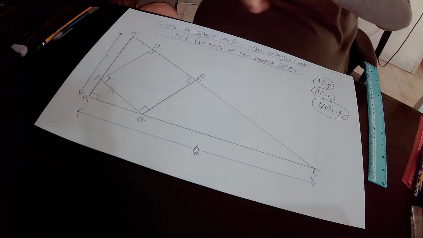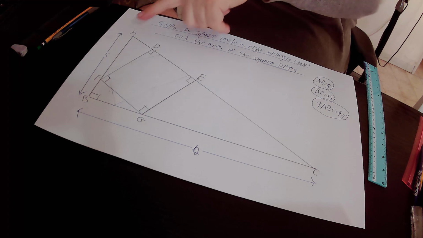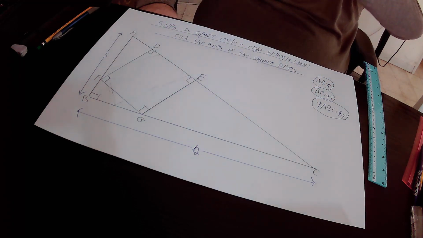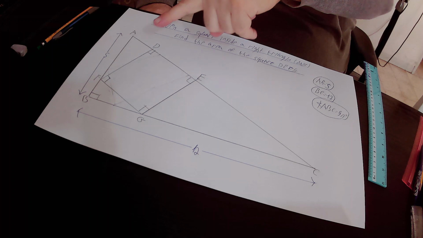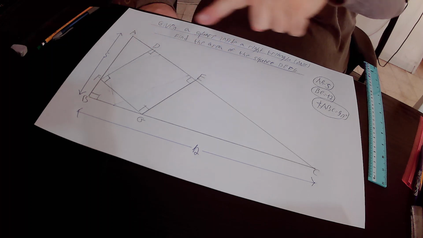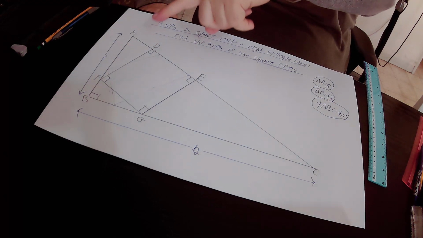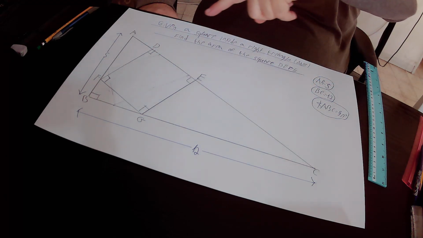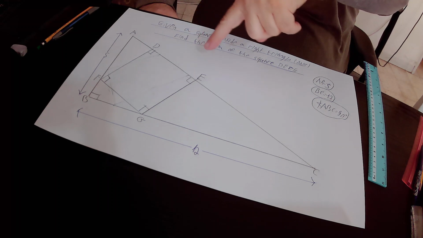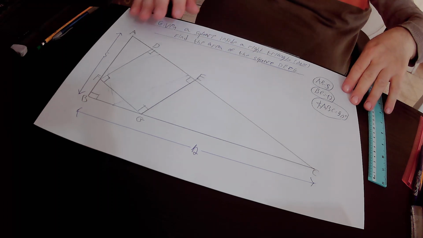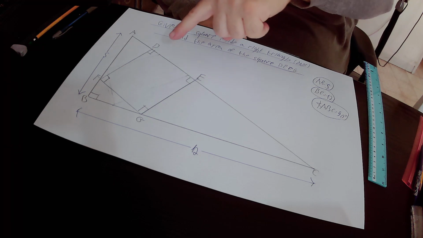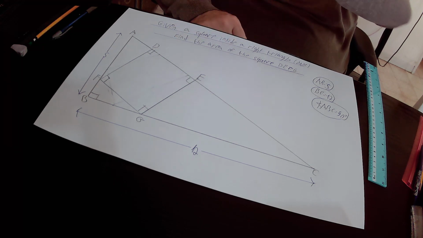Hello, in this lecture we'll find out the area of a square. In the drawing we have a right triangle ABC. We know that side AB equals 5 units in length, side BC equals 12 units in length. Inside this right triangle ABC we have this square DEFG. And our mission is to find out the area of this square DEFG.